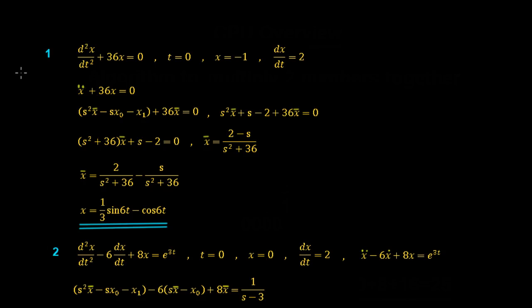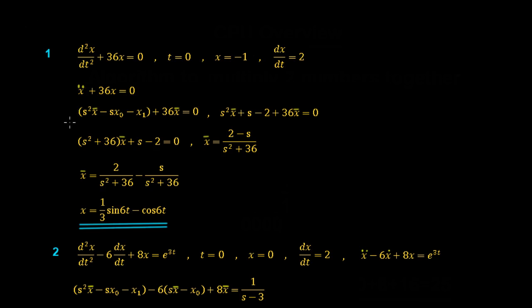So let's look at some examples of solving second order differential equations. Take the first example here, d squared x by dt squared plus 36x equals 0. The initial conditions at t equals 0: x equals minus 1, dx by dt equals 2. We can write that in shorthand as x double dot plus 36x equals 0.